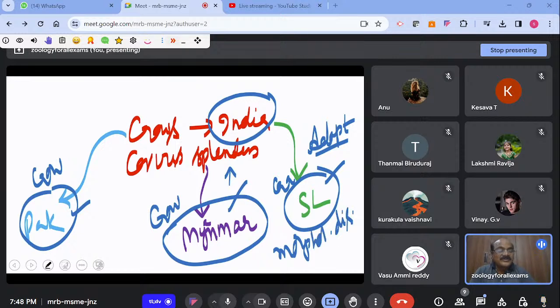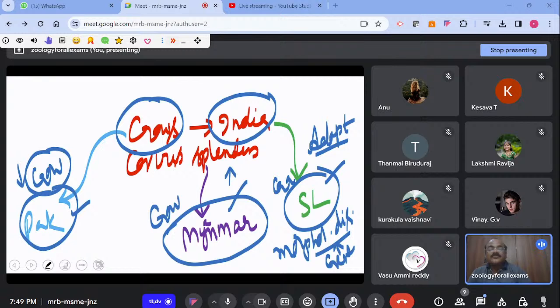This morphological dissimilarity arises due to what we call change in the genotype. So when a change occurs in the genes, only then is there a change in the phenotype. Because phenotype is determined by genotype, unless there is a change in genotype, phenotype will never change. So after 100 years, I have gone to Pakistan and observed that the crow present here is somewhat different from the crow present here. And the crow in India is somewhat different from the one in Myanmar. Even those in Myanmar and Pakistan, Myanmar and Sri Lanka, and Sri Lanka and India are different from each other.